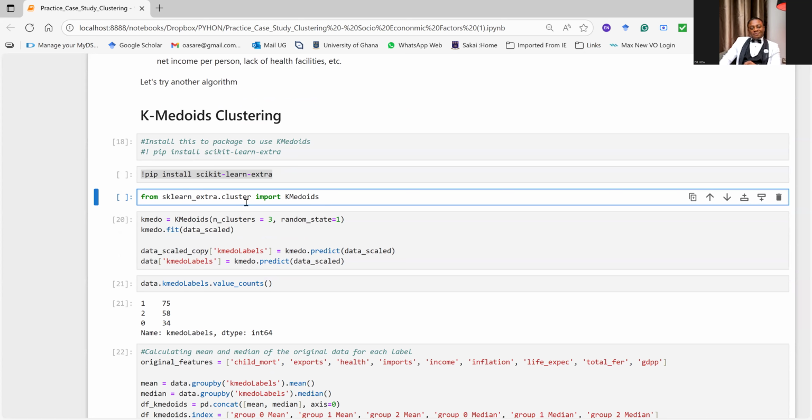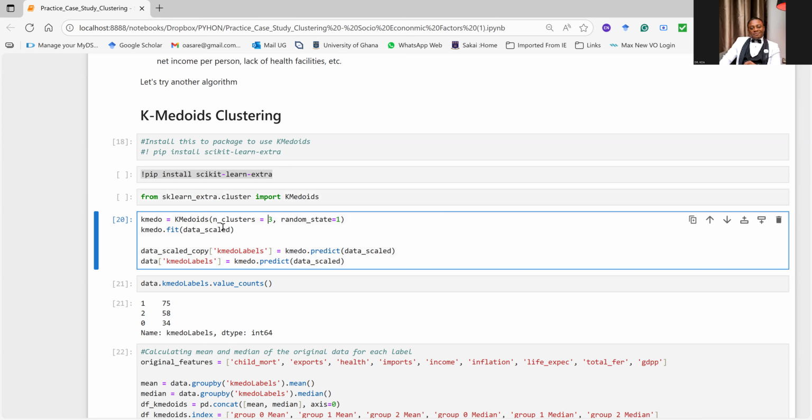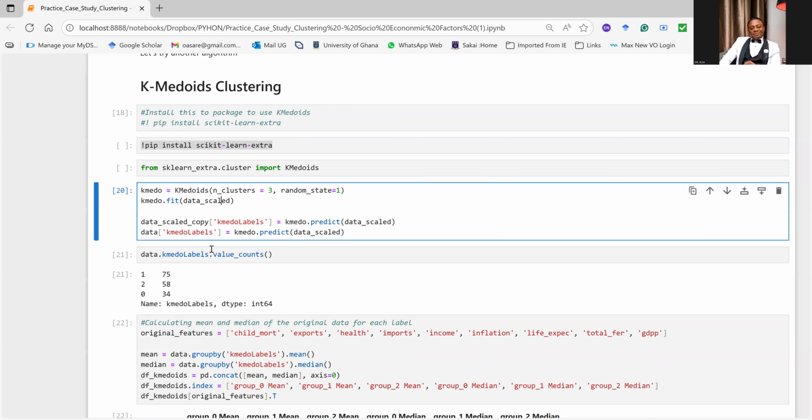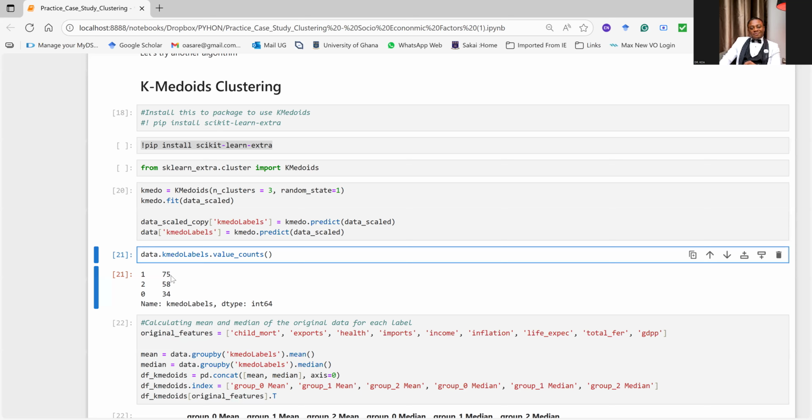Once you install and then load that library, you use KMedoids. Remember that we already know that the number of classes is 3, so we use that. We apply it on the scaled data, just as we did for the K-means. Then we run the method, indicate the results, and look at the results it gave us. It gave us completely different results from the one we had.